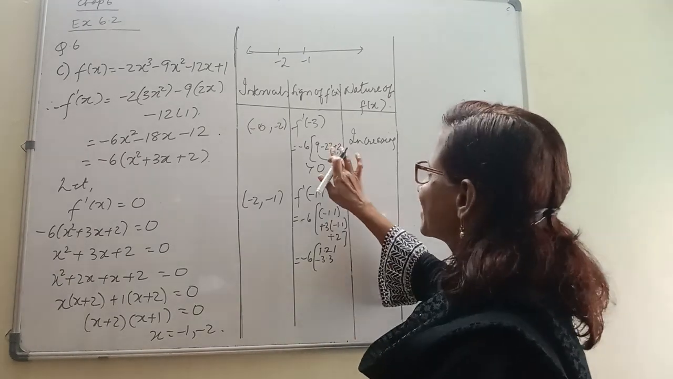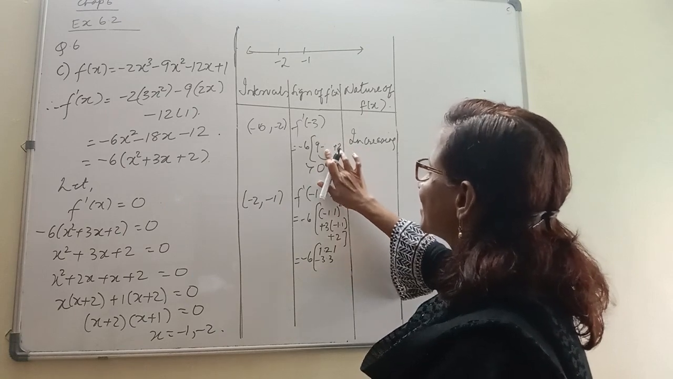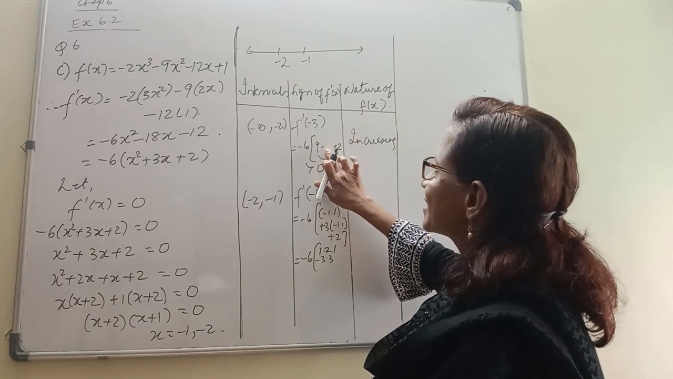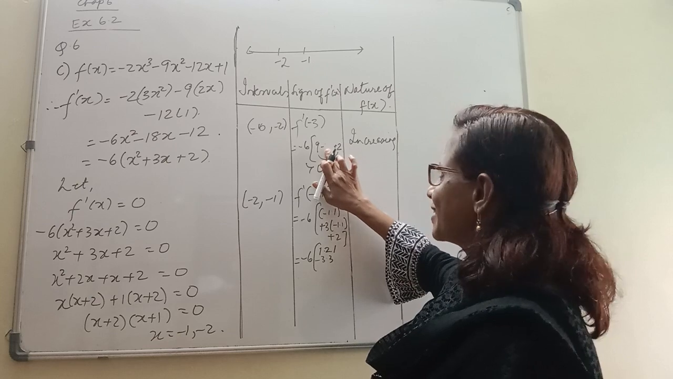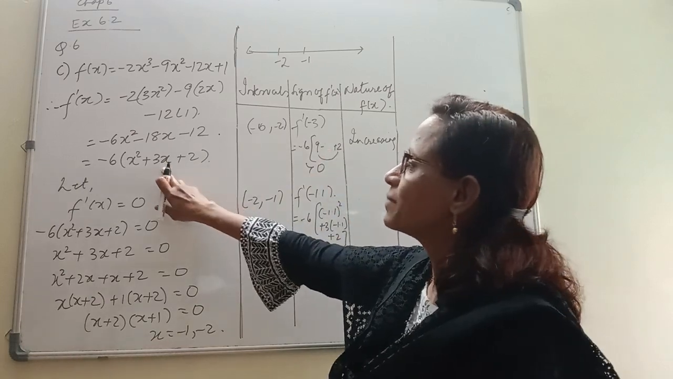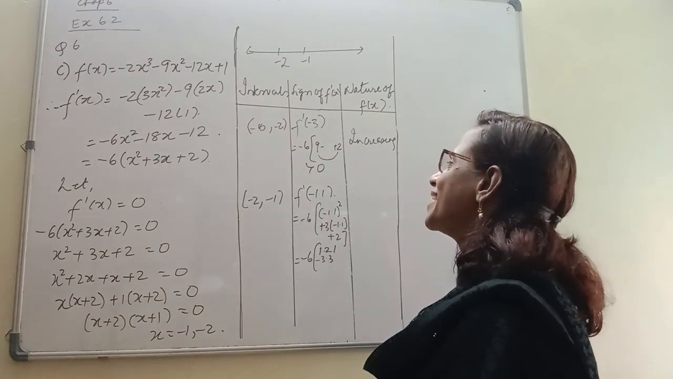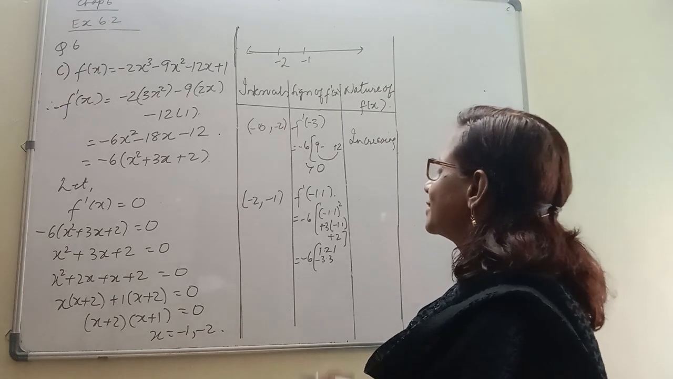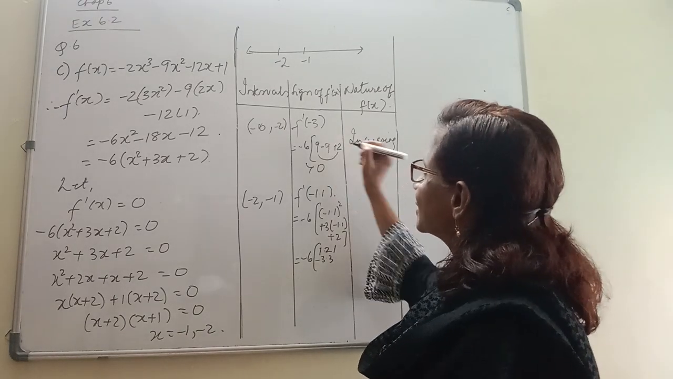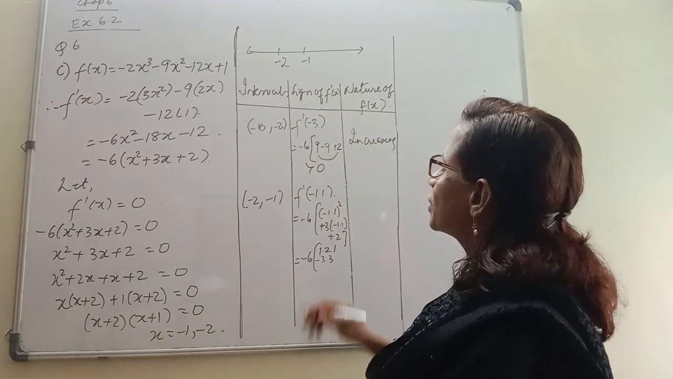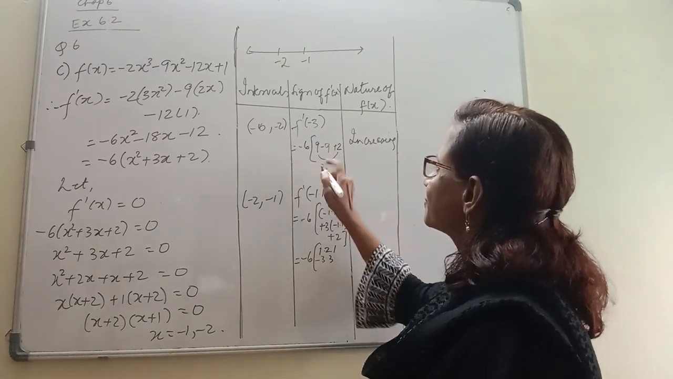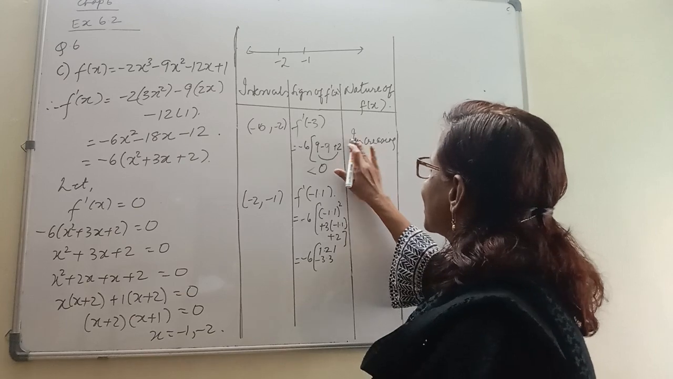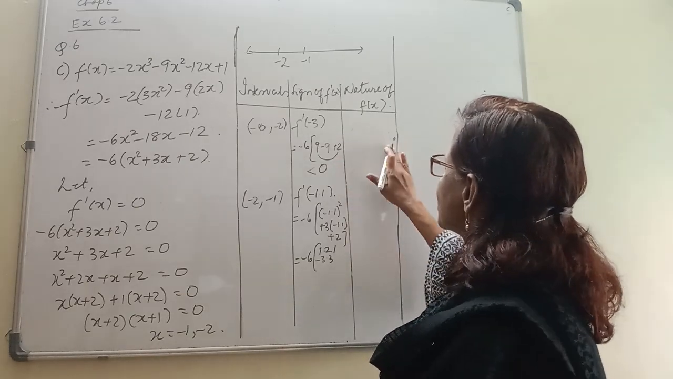Oh, sorry. See the error that I did here. It is 3 into minus 3. So 3 into minus 3 will be minus 9. So that's minus 9. So that way this becomes negative, and that way this is decreasing. Very, very sorry.